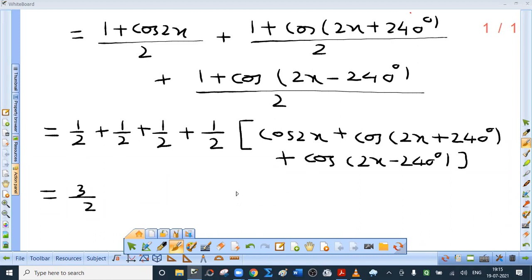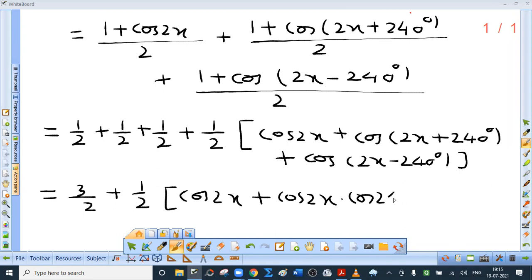Okay, so what should be done for that? So 3 by 2 plus half cos 2x as it is. Now use cos of alpha plus beta. It is cos alpha cos beta minus sin alpha sin beta.